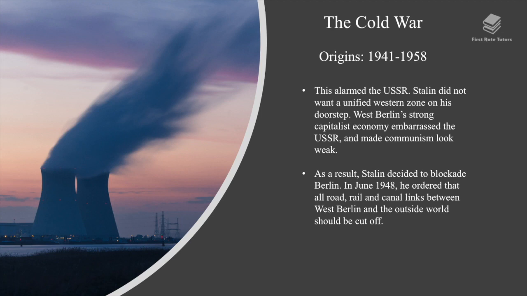This alarmed the USSR. Stalin did not want a unified Western Zone on his doorstep. West Berlin's strong capitalist economy embarrassed the USSR and made communism look weak. As a result, Stalin decided to blockade Berlin. In June 1948, he ordered that all road, rail, and canal links between West Berlin and the outside world should be cut off.